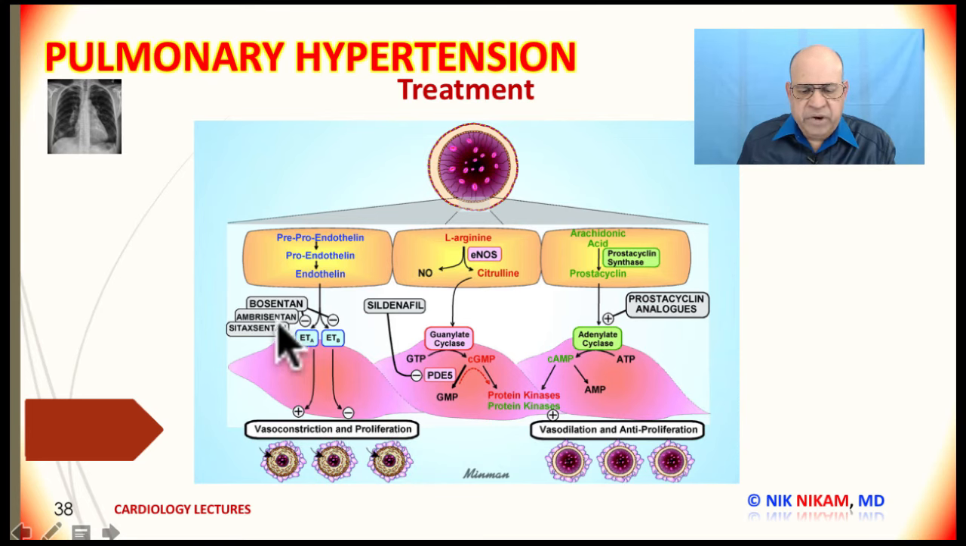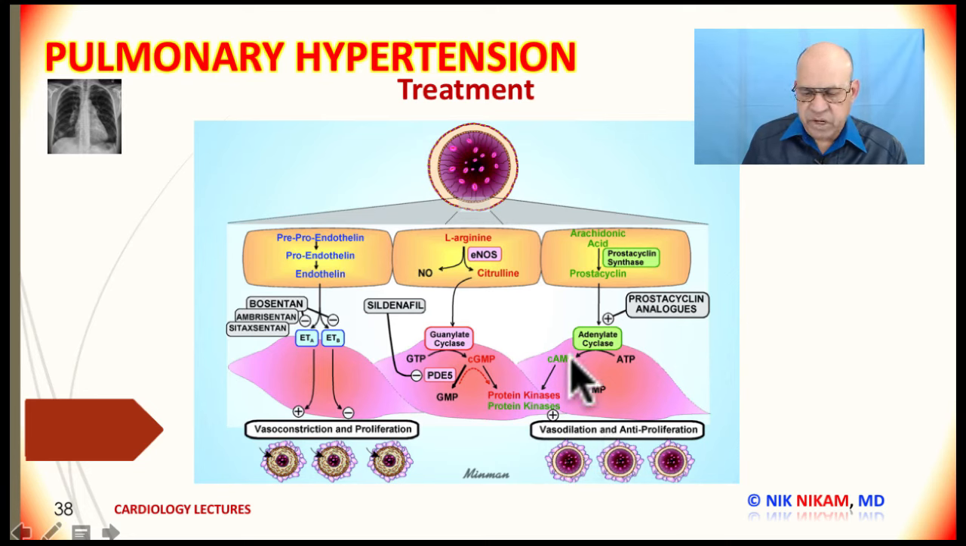Thus, we have drugs that can inhibit the effect of endothelin on the endothelin receptors, and there are 3 drugs in this category, namely bosentan, ambrisentan, and macitentan. And in the nitric oxide cycle, we have sildenafil, which is a phosphodiesterase 5 inhibitor, which increases the cyclic GMP that stimulates protein kinase, which results in vasodilatation and anti-proliferation.